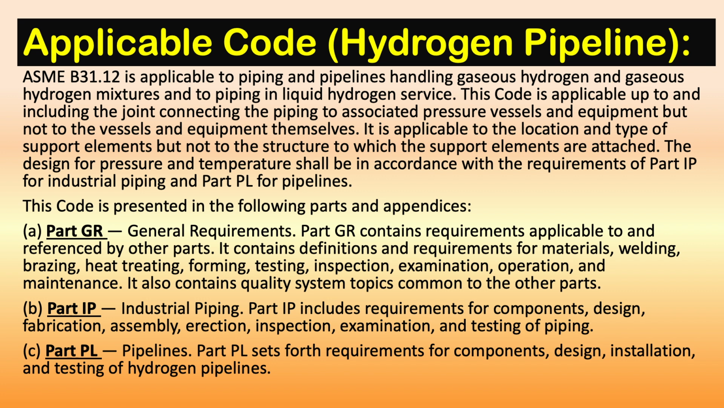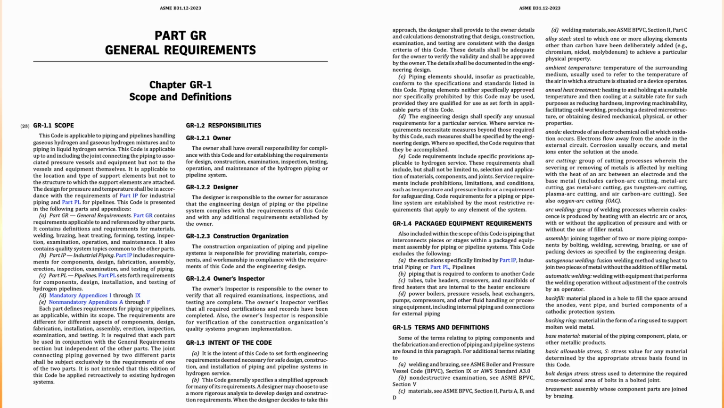The one and only applicable code at this moment which is highlighted for hydrogen pipeline is ASME B31.12. It is applicable to piping and pipelines handling gaseous hydrogen or gaseous hydrogen mixtures, and to piping in liquid hydrogen service. This code is applicable up to and including the joint connecting the piping to associated pressure vessels and equipment, but not to the vessels and equipment themselves.